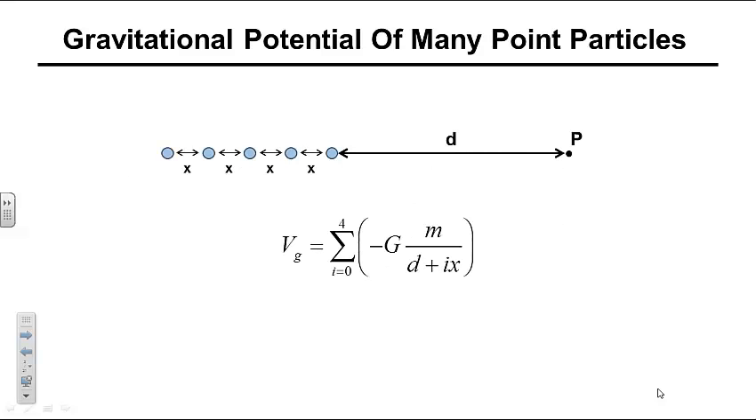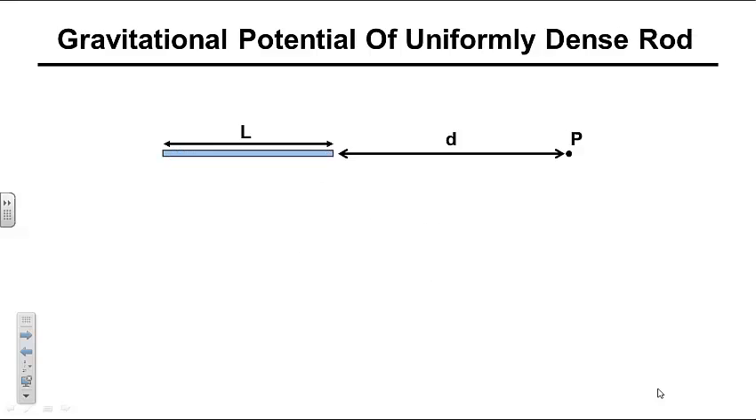For a system consisting of a large number of point particles, the gravitational potential is the linear summation of the contributions from the gravitational potentials of each of the point particles in the system. This result directly leads us to a procedure for calculating the gravitational potential for a system consisting of a distribution of mass. For example, let's calculate the gravitational potential of a uniformly dense rigid rod a distance d away from one end of the rod.